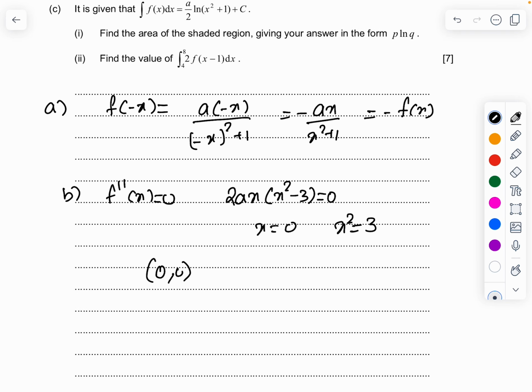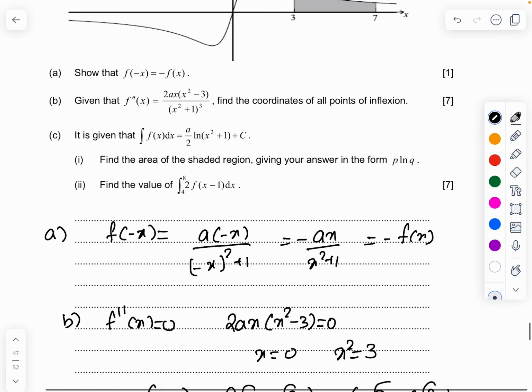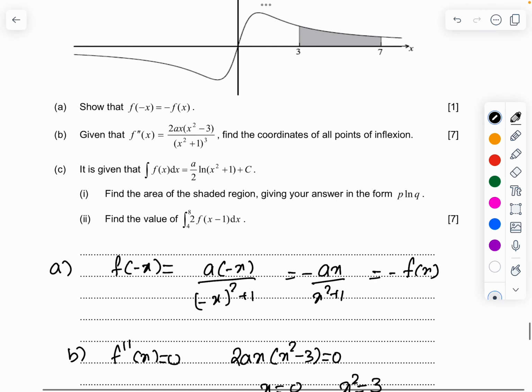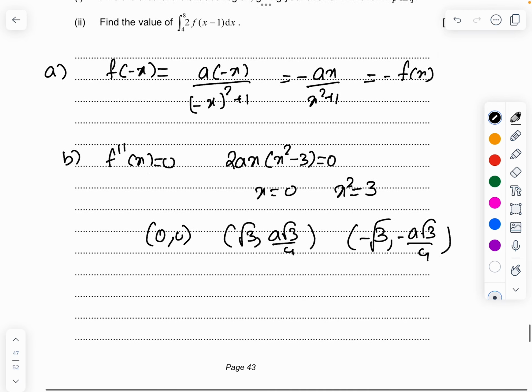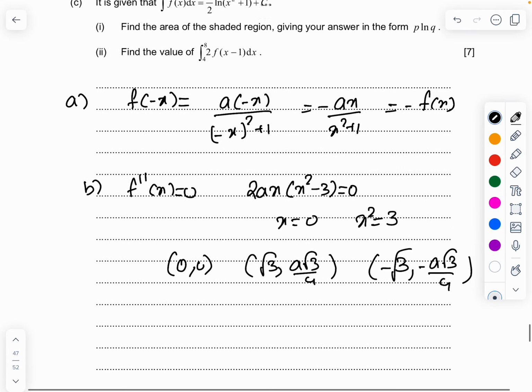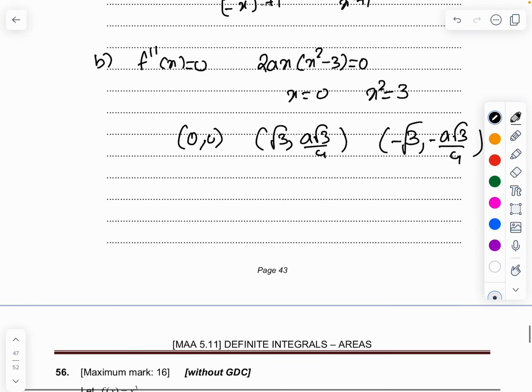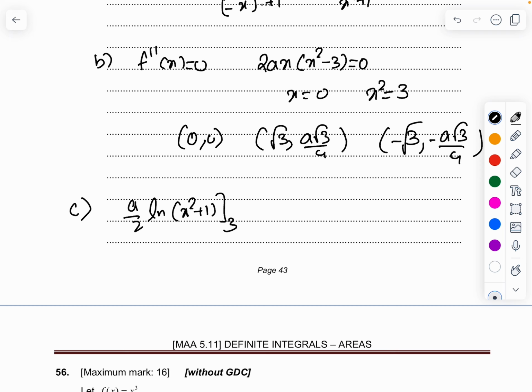So it becomes (0, 0). If it is plus root 3, it becomes a root 3 by 4, or else if it is minus root 3, it becomes minus a root 3 upon 4. It is given that the integral is this. Find the area of the shaded region from 3 to 7. So the parts are a upon 2 ln of x squared plus 1 from 3 to 7. So a upon 2 times ln 50 minus ln 10, which is a upon 2 ln 5.